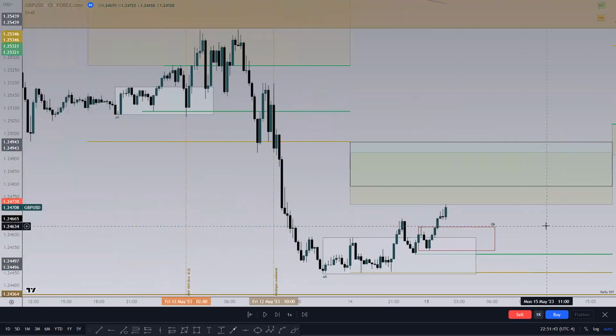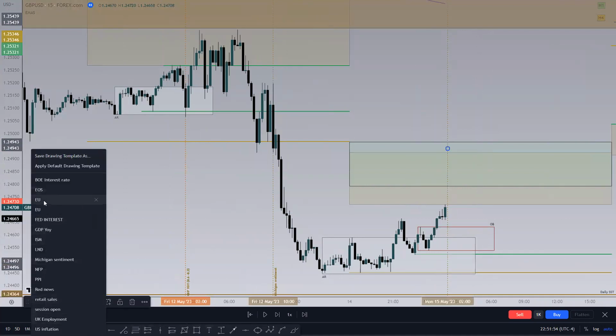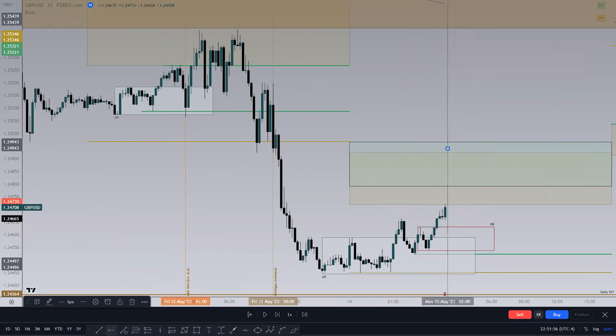So let's go to the 15 minute time frame to identify what kind of setup we could have anticipated. Well, we can see that just before the open of the European session, we have here the open of the European session, and then the next one is the London session open.